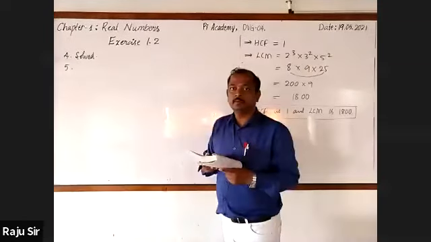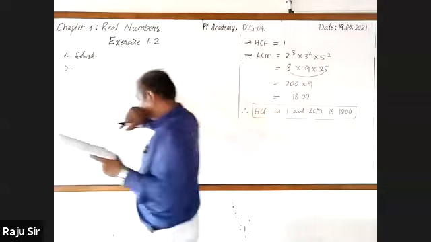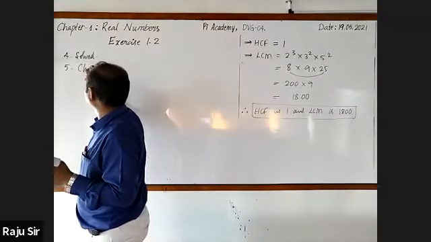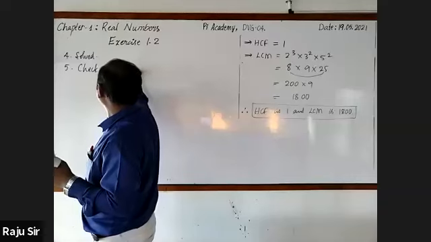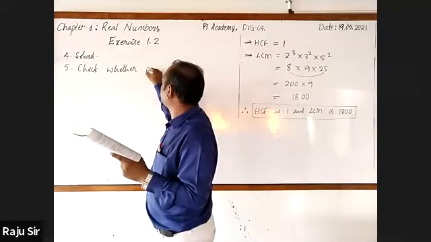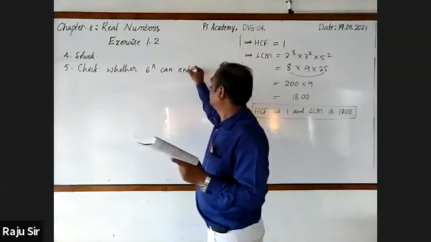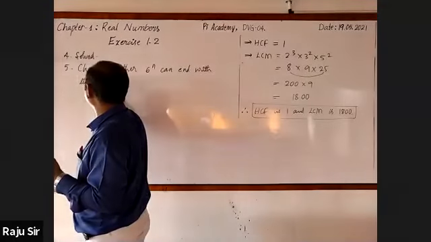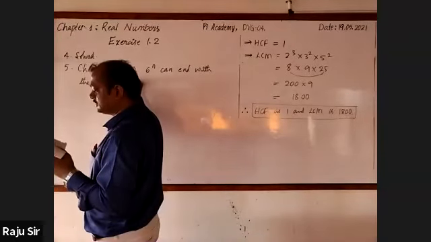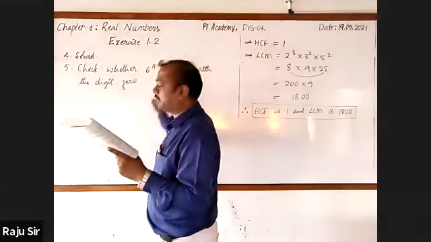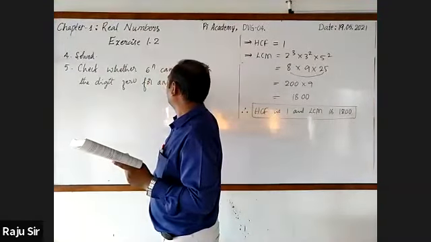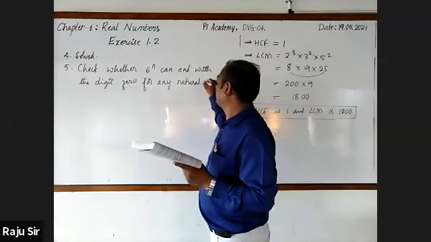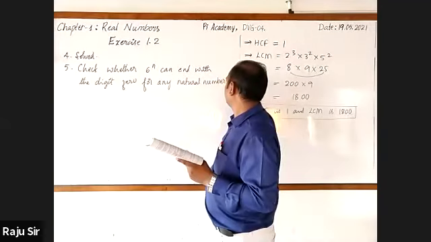Fifth one. Check whether 6 raised to the power n can end with the digit 0 for any natural number n. No, sir, it is not possible.